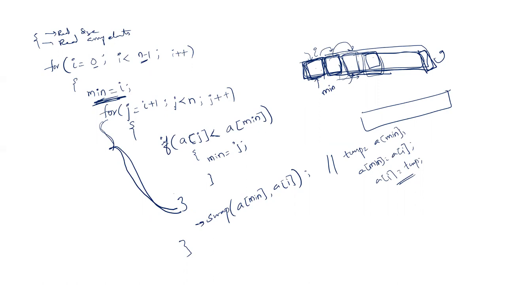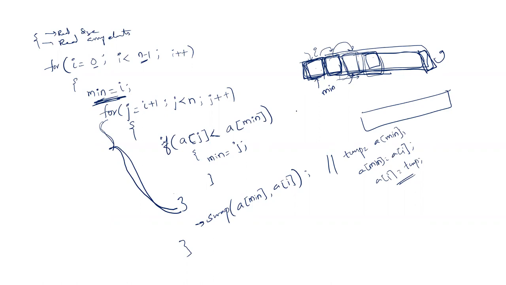Sir, if you write min is equal to j, won't it be updated multiple times at once? I didn't get you, sorry. In that if condition, if we write min is equal to j, then it will be updated many times at once, no sir? Yes, it will be updated.